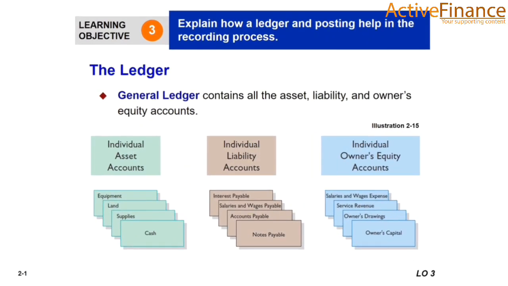Alright, welcome back. We have completed the two learning objectives of the second chapter, the recording process, in which we learned about accounts, debit and credit and their rules and how they are used in business transactions, and we learned about the journal and how it is used in the recording process. In this tutorial we will learn about the third learning objective of the second chapter, about how the journal and posting help us in the recording process.